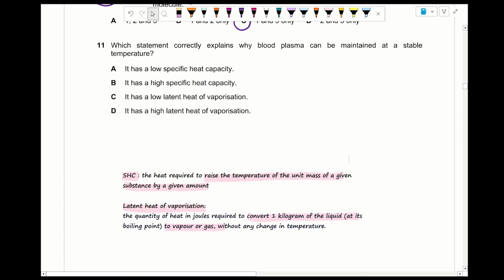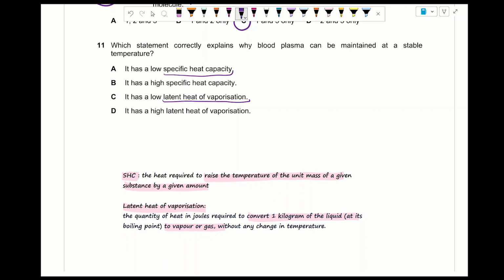Now, let's define a few terms here. First of all, here are two new terms: specific heat capacity and latent heat of vaporization. We must first define these terms. So, specific heat capacity is the heat required to raise the temperature of the unit mass of a given substance by a given amount. So, it's the heat required to raise a temperature.